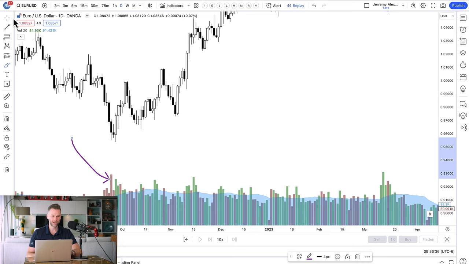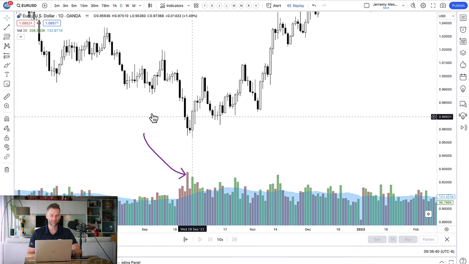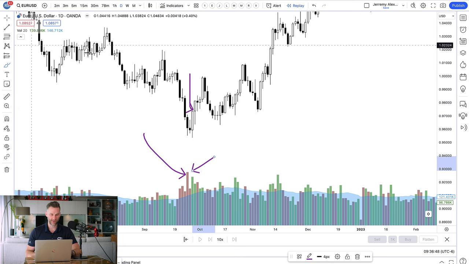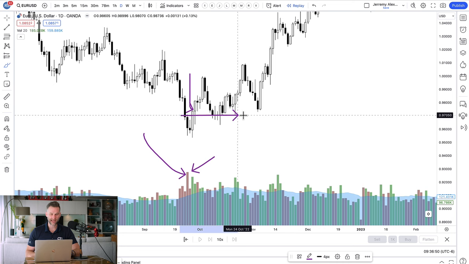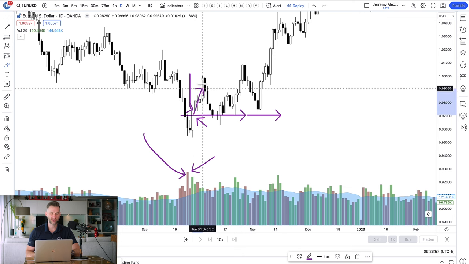Therefore, here on the Euro USD, big bear volume, and then we get a close above that volume candle just 2 days after. Once that happens, you now have the information that all these bears are trapped. So you're going to create a support level there based on that volume, and you're going to know that bears are trapped and you should be looking to be placing longs.